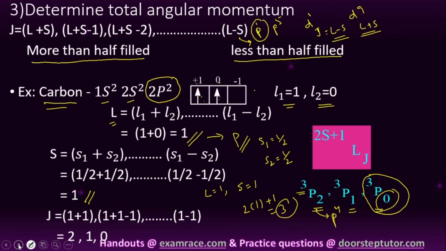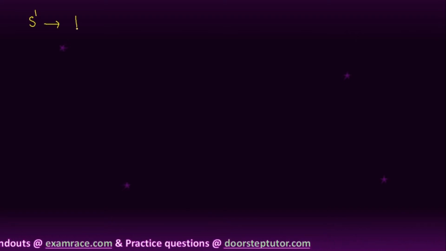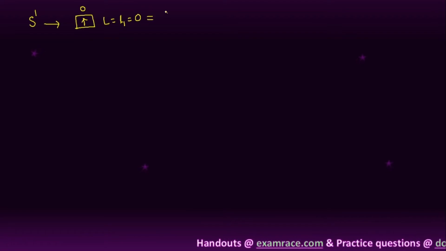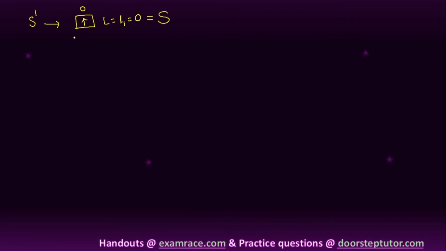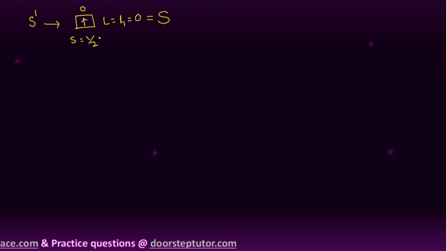Next we will do some examples. I will start with the s1 configuration, that is very important. Here you can see I am calculating the s1 configuration. This s orbital has only one electron. We know very well that the L value for an s orbital is always 0. So capital L is equal to L1, that is equal to 0. Therefore the term symbol is capital S. That's it, right? Then here we have only one electron, that means S is equal to 1/2.